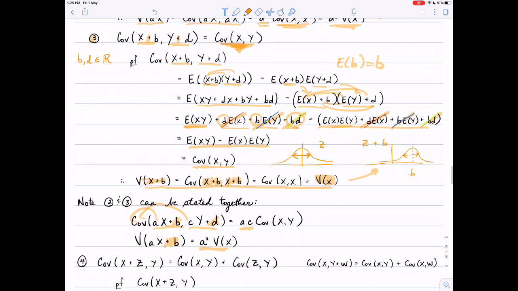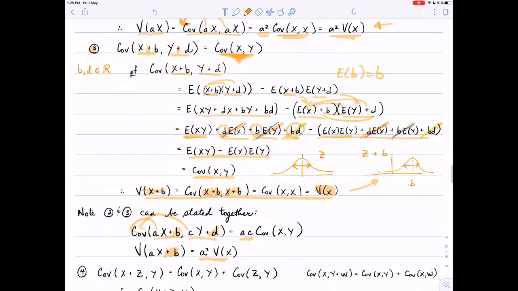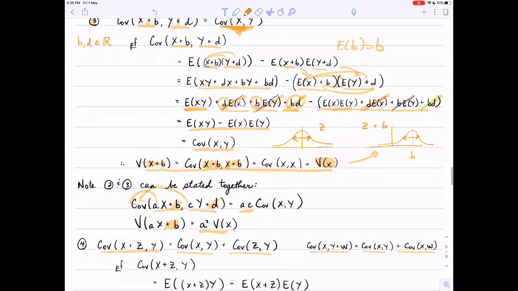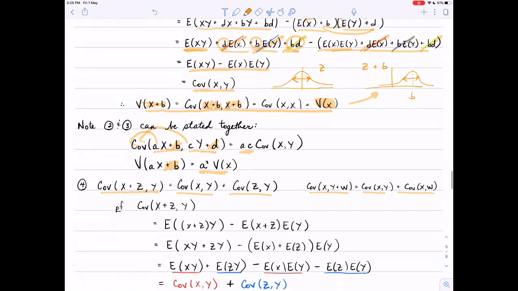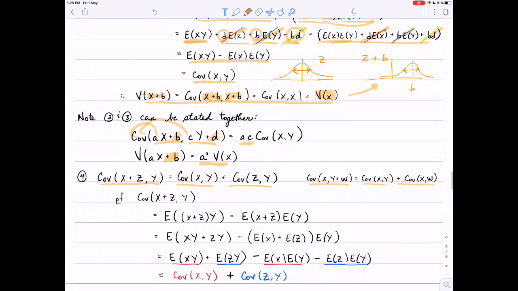Nextly, we have what is called semilinearity for the covariance. The covariance of x plus z and y is the covariance of x and y and the covariance of z and y. And there's nothing special about the first variable here. It could have been the covariance of x and y plus w. It's the covariance of x and y plus the covariance of x and w. And what is really nice about this is that it kind of looks like you're foiling, but we'll see that more in just a second.